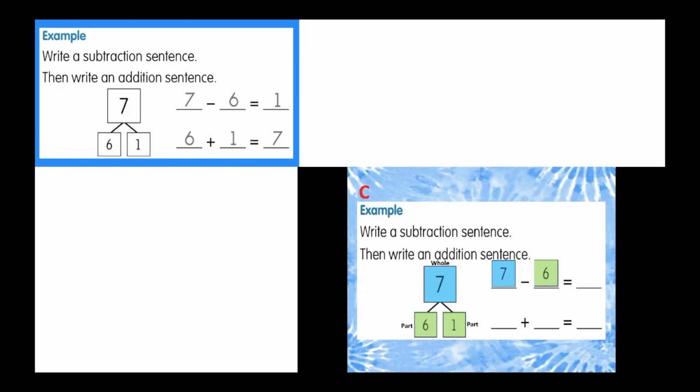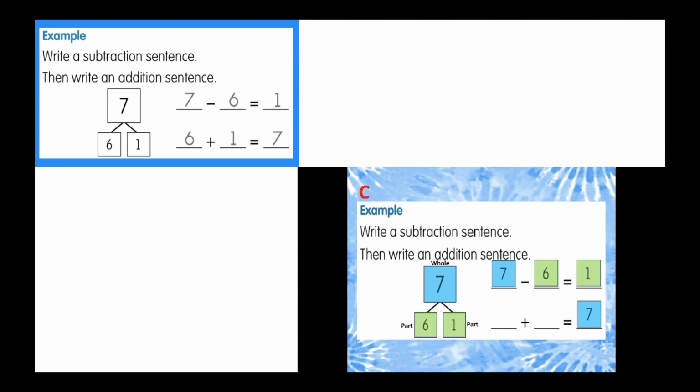Remember, you can only use the numbers that are provided in the number bond. Now, I'm going to finish filling in my subtraction sentence with the last part, which is the number 1, also shaded in green. Remember, I can only use the parts and whole from the number bond.